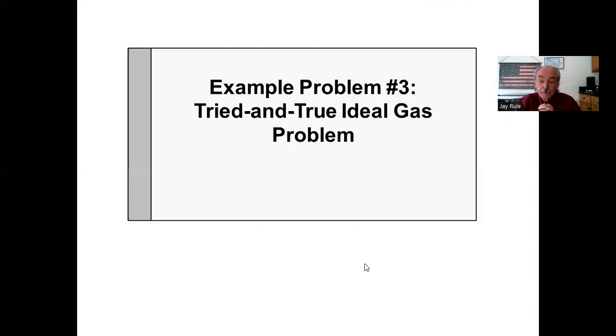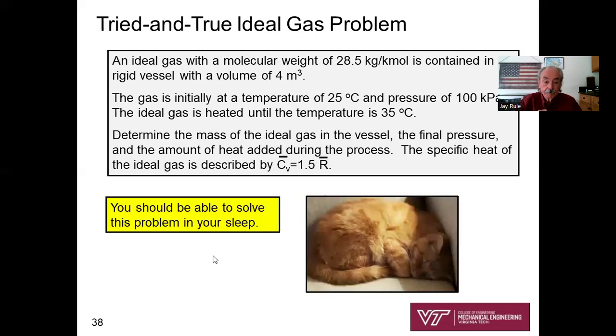All right. Woo. We've been through 2 example problems. We've got a couple more to go. Example problem 3 is a tried and true ideal gas problem. It's a problem that you should be able to solve in your sleep because it's a reprise of a problem that you probably had in the 3rd week of your thermo class. Wow.